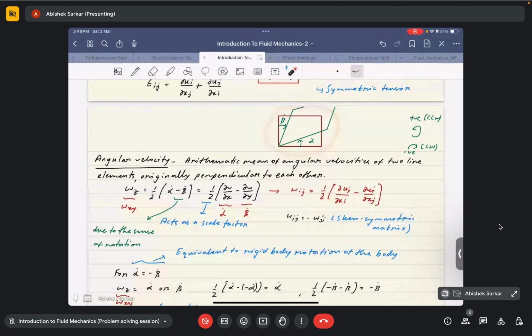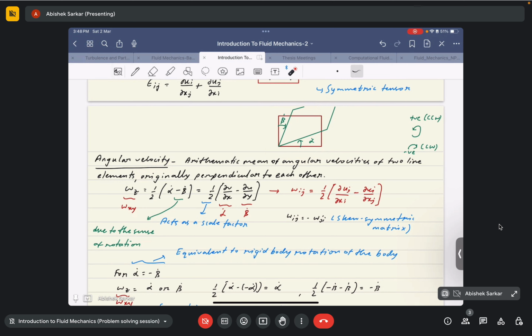It is the mean of the rate of change of angular displacements of the two line elements which were initially perpendicular to each other. So even though the physics of rotation is not explicitly observed in this picture or in this discussion, there is still a definition or terminology of angular velocity involved in this phenomenon. That is something interesting in the case of fluids, as pointed out by Professor Chakraborty.